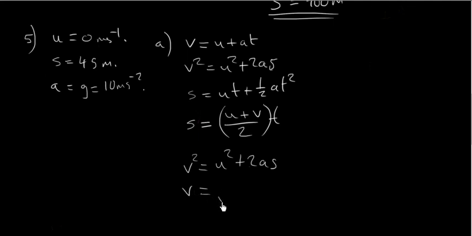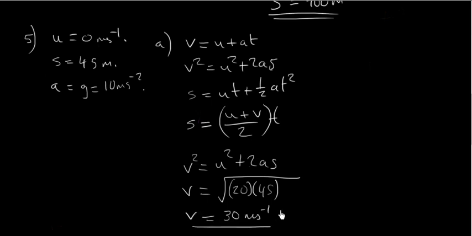So V is going to be the square root of U squared plus 2AS. U is 0 because it starts from rest. We said the acceleration was positive because it was in the same direction as the speed. 2 times A would be 20, and S is 45, so this is 20 times 45, which comes out to 900. If the square root of 9 is 3, then the square root of 900 is going to be 30 meters per second.